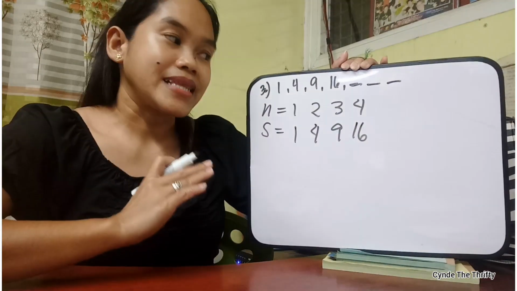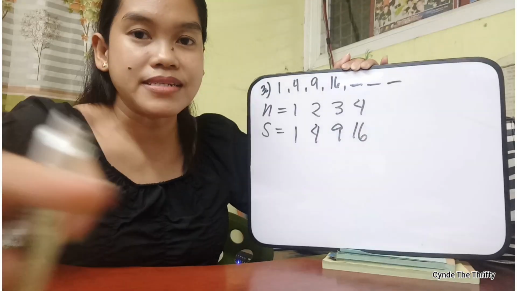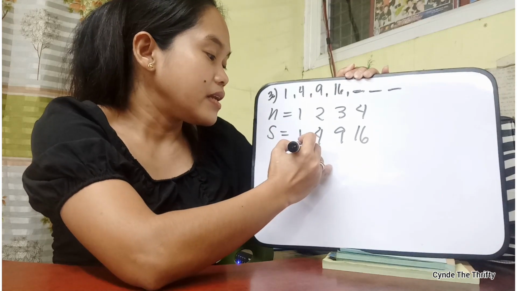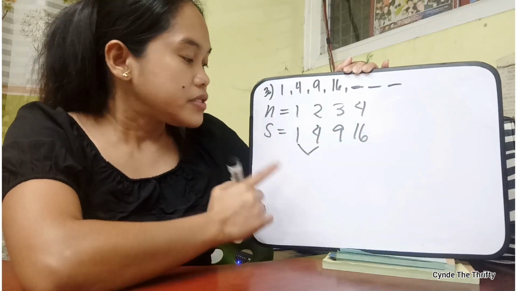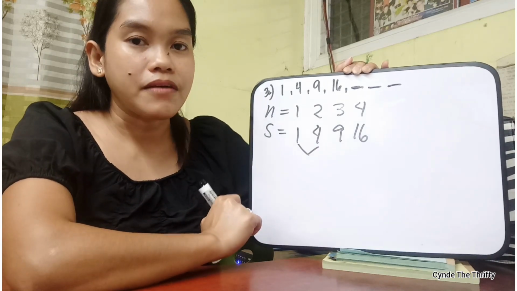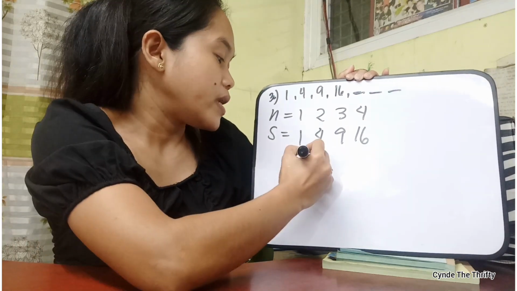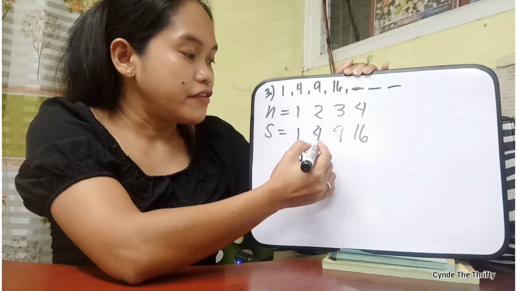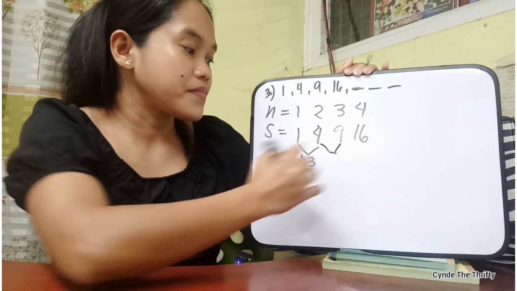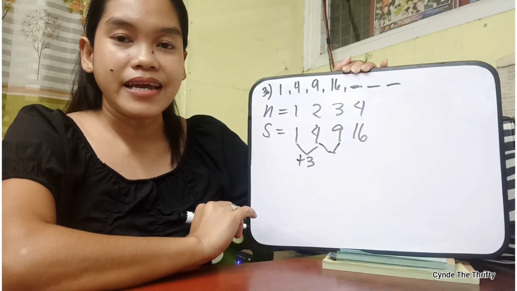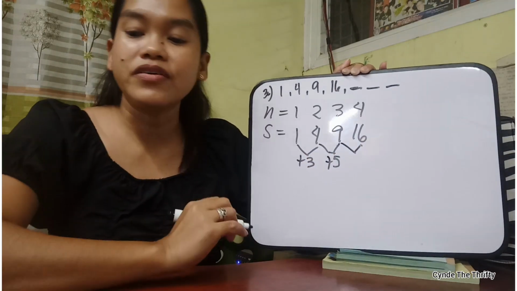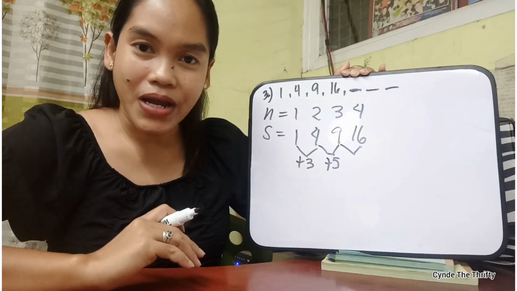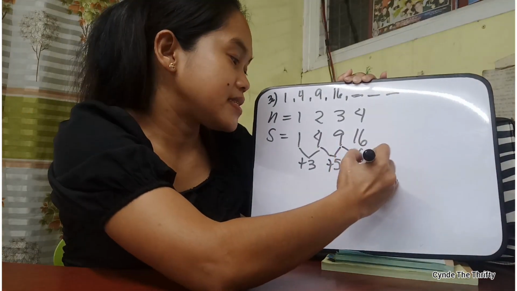Ayan. Pagkatapos, ano yung susunod na step? Ang susunod na step is kukunin natin ang interval ng first term to second term, second to third, and third to fourth. 1 to 4, ano yung nangyari? From 1 naging 4. Nag-plus 3 siya. And then 4 to 9, ano yung nangyari? Nag-plus 5. And 9 to 16, ano yung nangyari? Nag-plus 7.